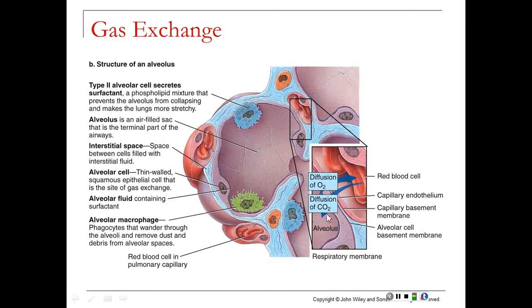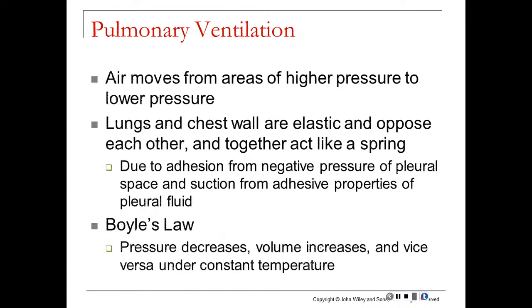If we look at this exchange surface, we're just kind of zooming into this one right here. You can see where the oxygen is going from the alveoli into the red blood cell, and then from the red blood cell, or from the systemic circulation, or pulmonary circulation I should say, you're losing the carbon dioxide into the alveoli, and that's when you breathe out.